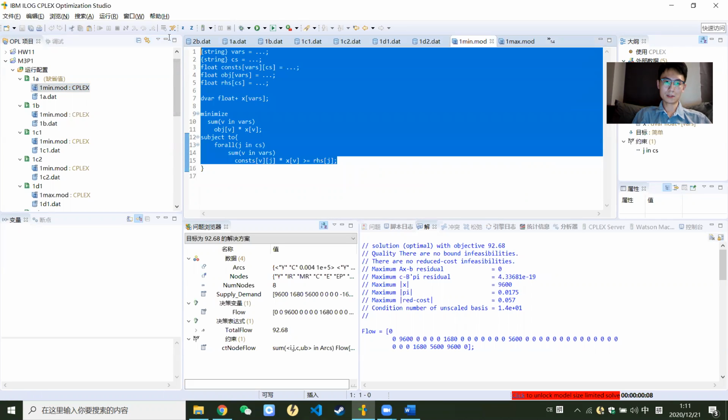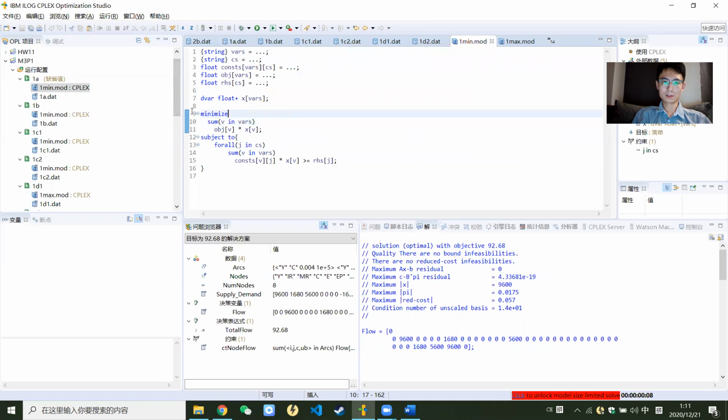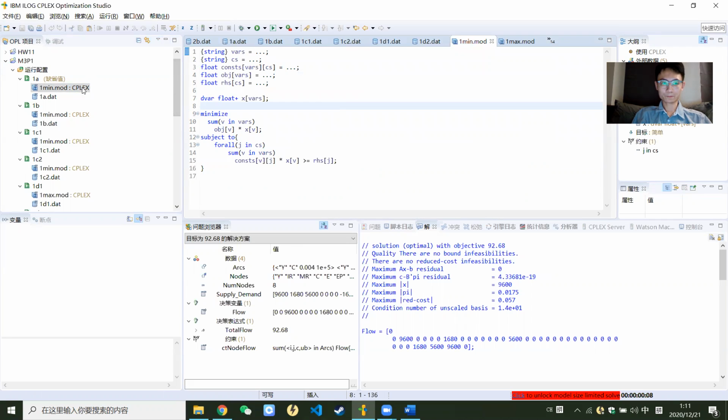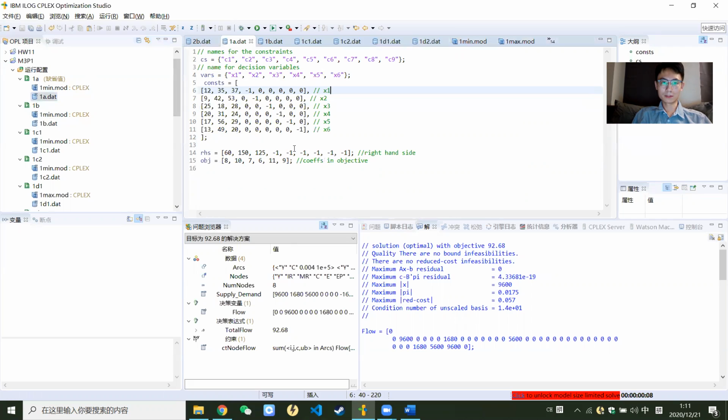And here is the minimize mod file, where the objective is minimize and the constraints are bigger or equal than. For most of this problem, I use this minimize mod file. And in the data file, it's just putting the constraints, the right hand side, and the objective function coefficients into it. And let's move on to problem B.